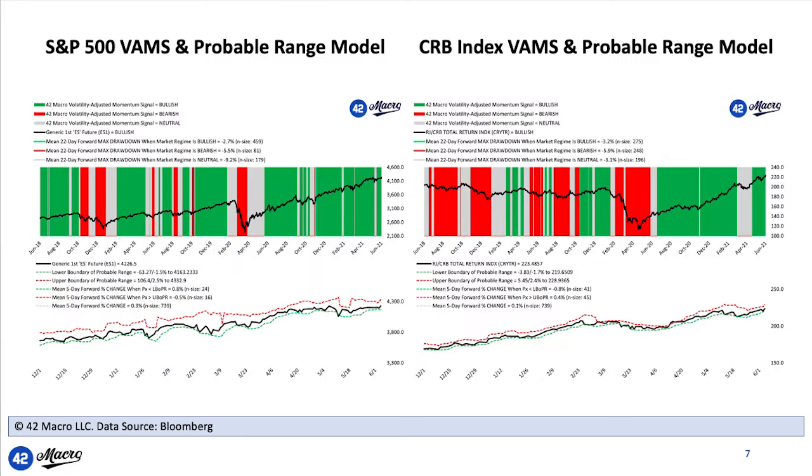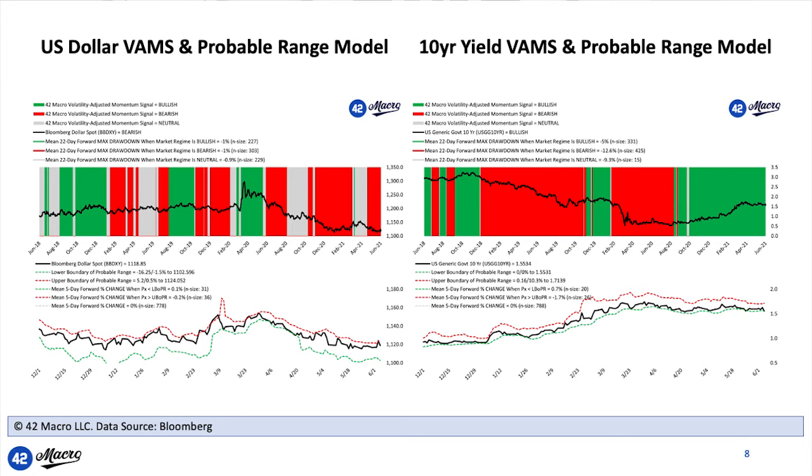On slide 7, just giving you a quick look at what the volatility adjusted momentum signal looks like across the S&P 500, which is still bullish, and the CRB index, which is still bullish. On slide 8, looking at the US dollar, which is still bearish, and then the 10-year treasury yield, which is still bullish, but looks like it could be flirting with a bearish breakdown.